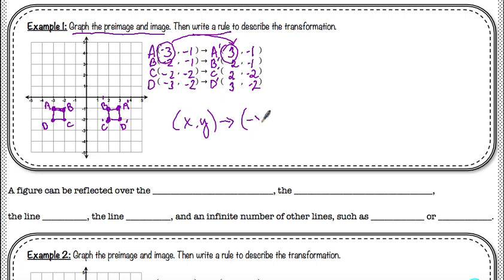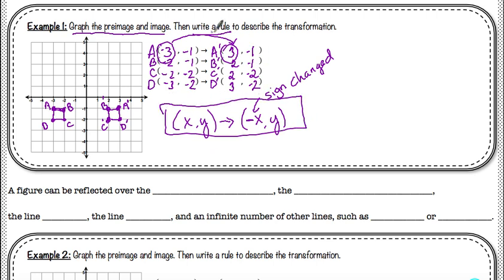And this is how we write that. The x value changed signs. It went from -3 to +3. So to say that, I can just write (-x, y). The negative means the sign changed, because the x value changed signs. This is the answer. (-x, y). That is the rule that we were supposed to write.